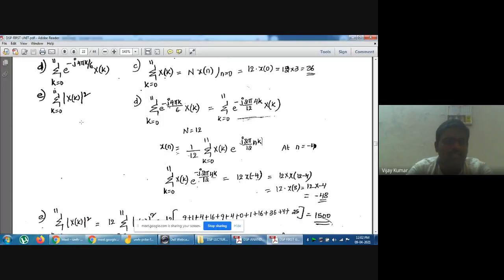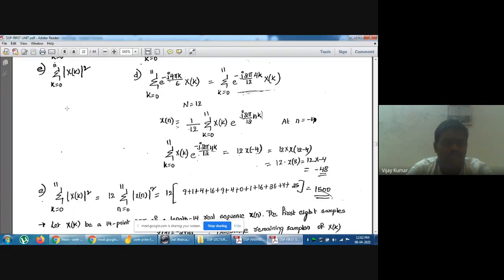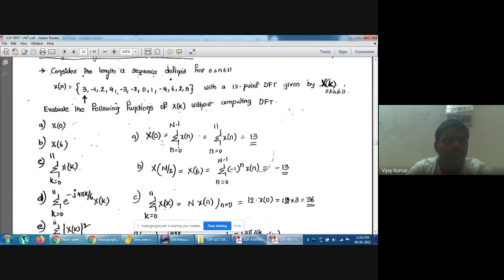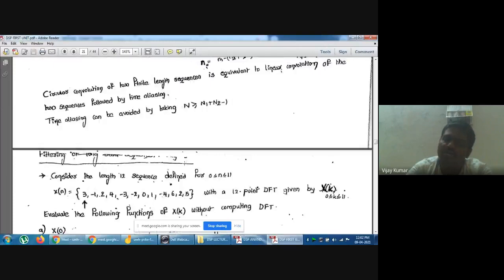Next, energy spectral density. Summation k equal to 0 to 11, absolute value of x of k square is equal to 12 into signal energy. You will get 1500. So this is how you compute the values without computing DFT. Okay, so with the help of these tips, you can solve many problems.